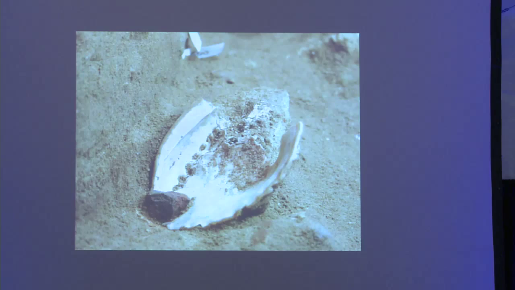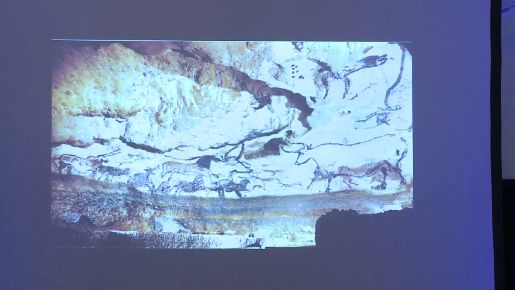This is a 100,000-year-old paint processing workshop they found in a cave in South Africa. So this is the earliest known piece of art technology that we have. It was this small shell that they mixed pigments in. I'm going to go through these really fast. This kind of takes us through the history of art in the last 80,000 years.